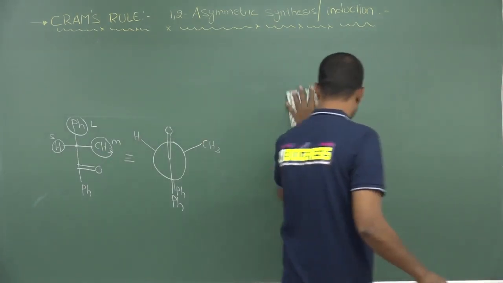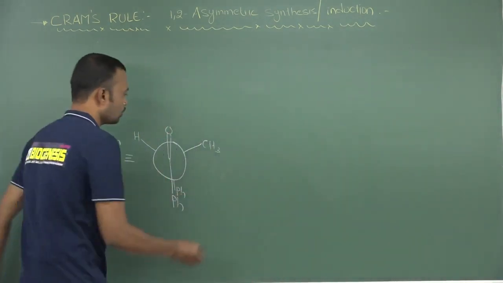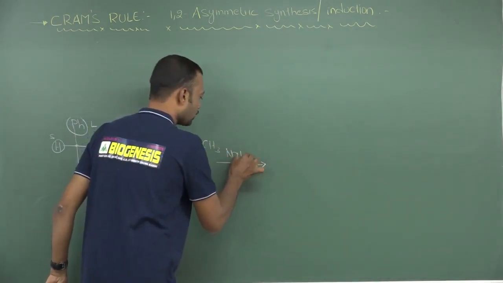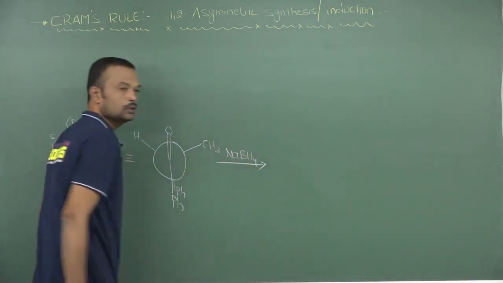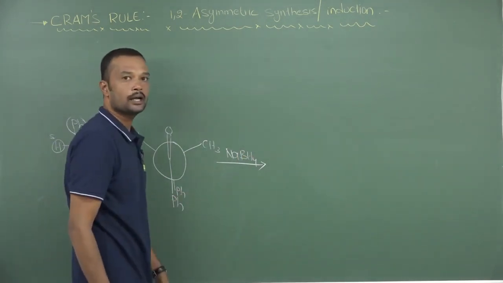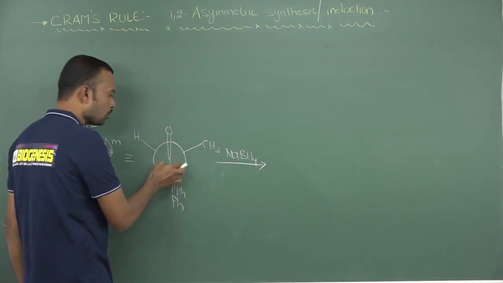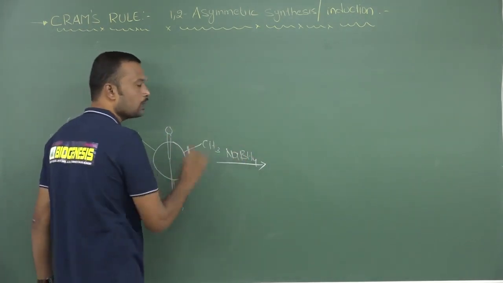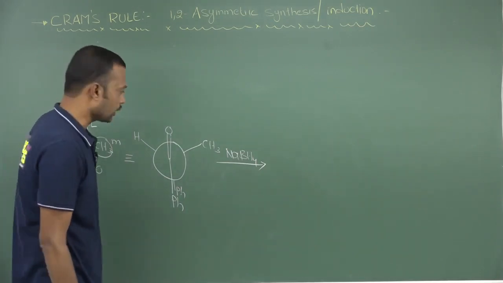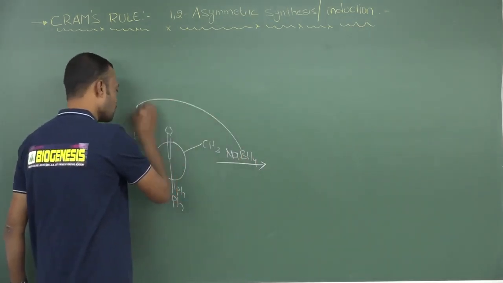That is the condition. Now see here, I would like to apply a reagent, a chiral reagent, NaBH4, sodium borohydride. It is a reagent which will deliver a hydride ion. So after writing a suitable Cram's model, it is going to approach from that particular direction which will be free from crowding.